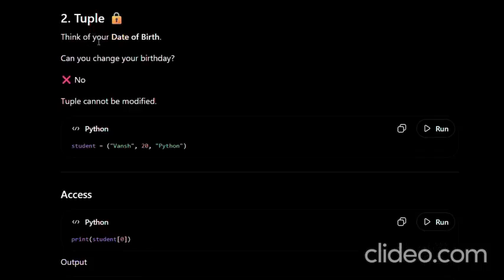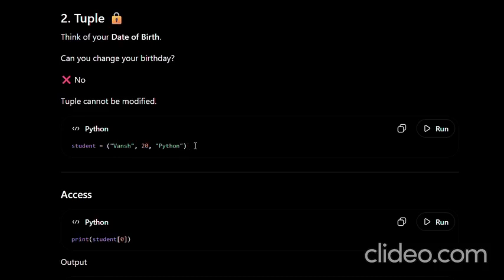So the next topic is tuple. Think of a tuple as your date of birth, that you can't change or modify. A tuple cannot be modified in a similar way. As an example is given here, student equals, and we already know how to make a tuple. We will use small brackets and then write the elements as comma separated values. So this is the way we make a tuple.